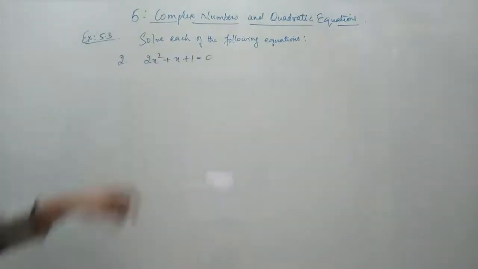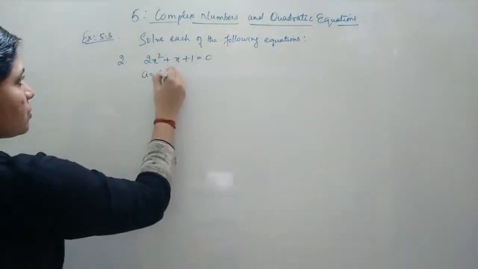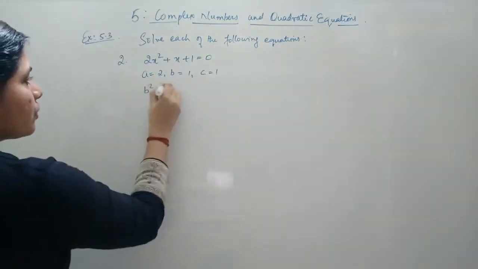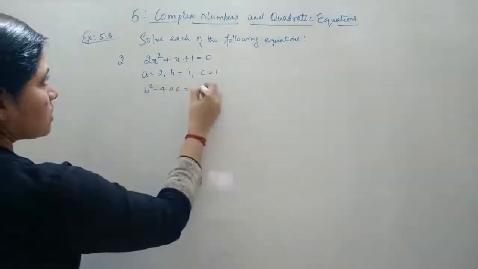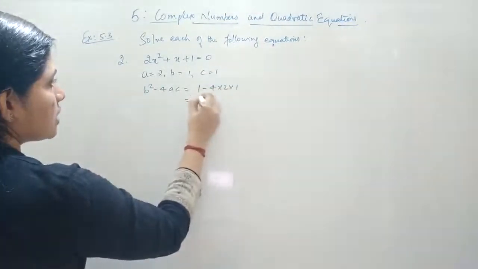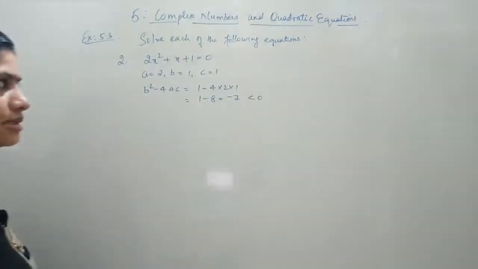Second question is 2x square plus x plus 1 equal to 0. Here you have a is equal to 2, b is equal to 1, c is equal to 1. First we will go for b square minus 4ac, which is equal to 1 square minus 4 into a into c. So you are getting 1 minus 8, which is minus 7. So you can see that it is less than 0.